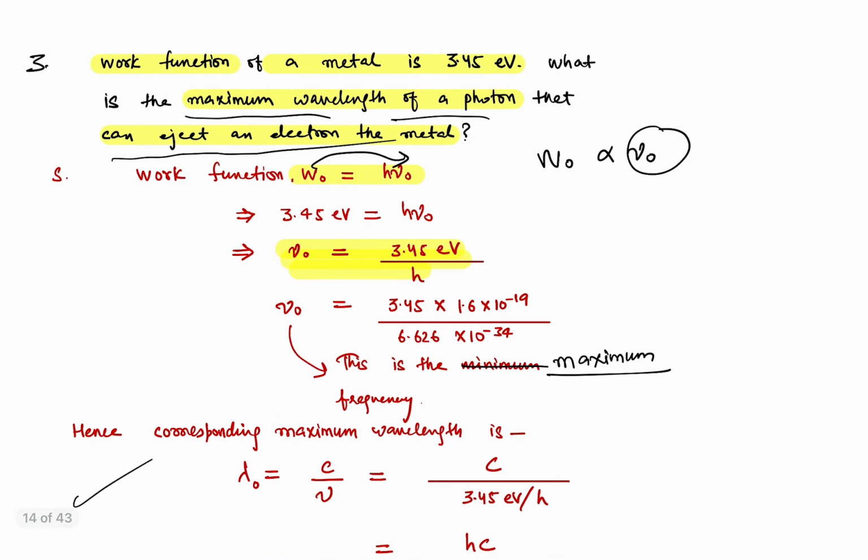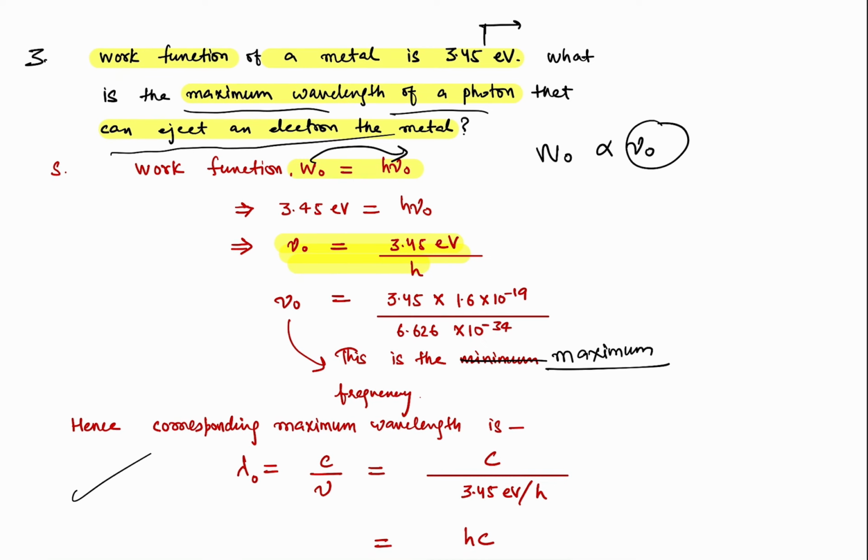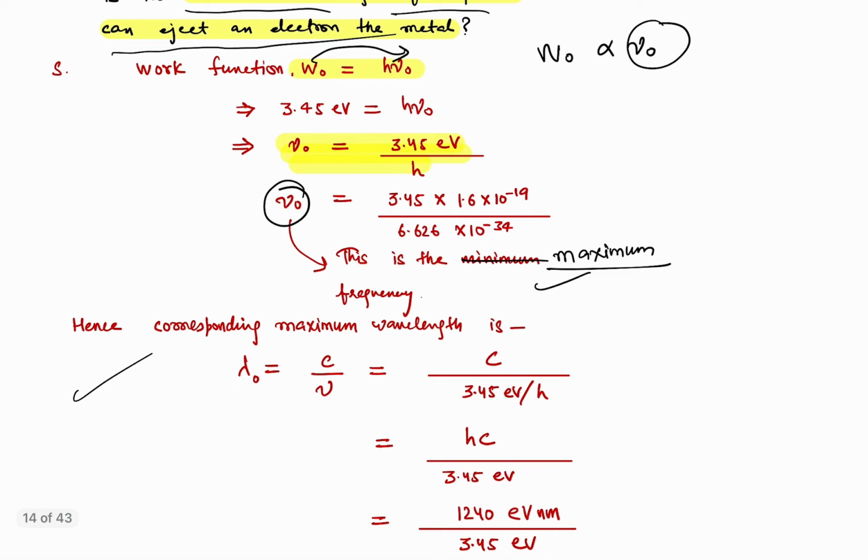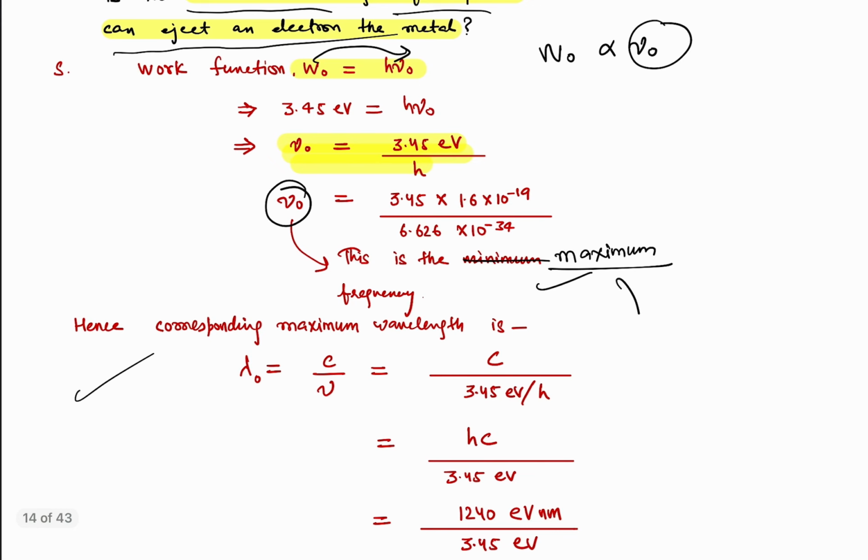Work function of a metal is 3.45 electron volt. That is very, very fine. We get frequency from here. And what is the maximum wavelength of a photon that can eject? So they are asking, so what will happen? We will need this much minimum amount of frequency for the photon to eject an electron. That means this is actually the maximum frequency, but this maximum frequency must be the minimum frequency requirement for the incoming photon, the condition for the incoming photon.